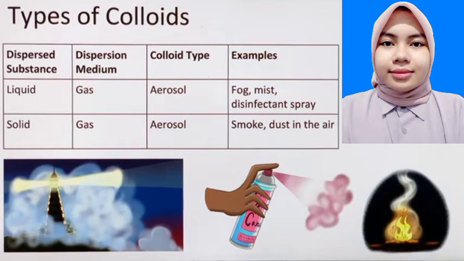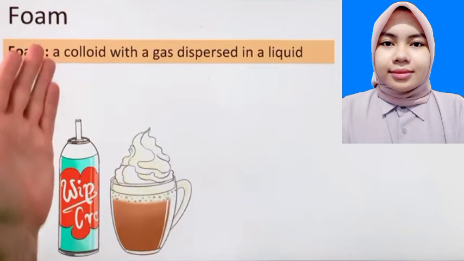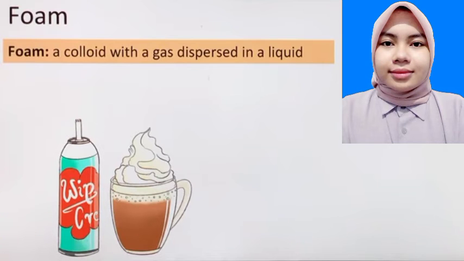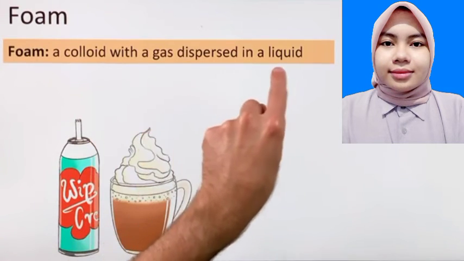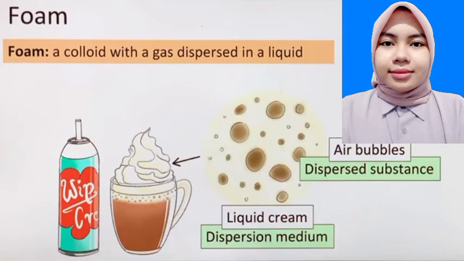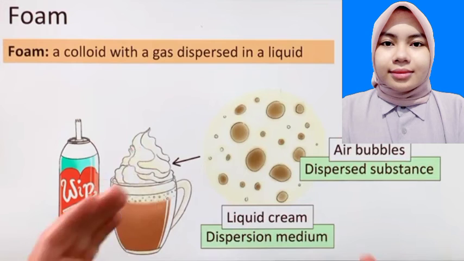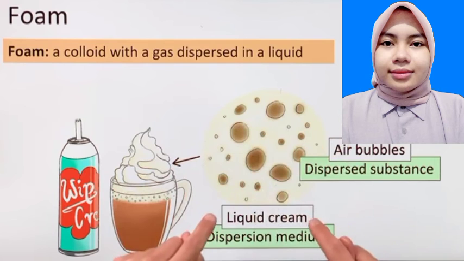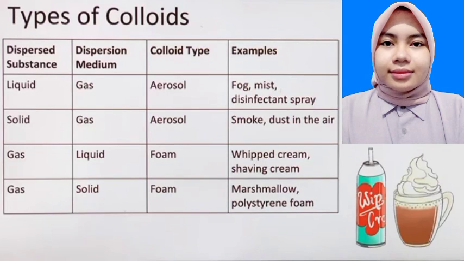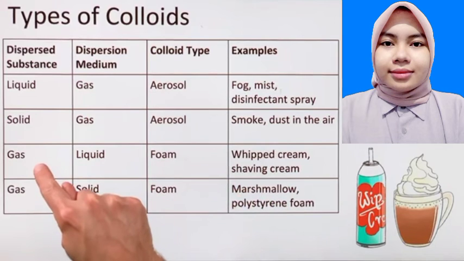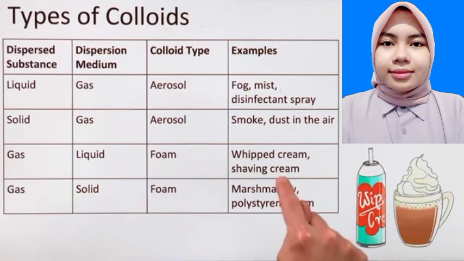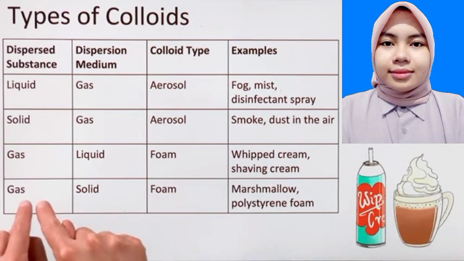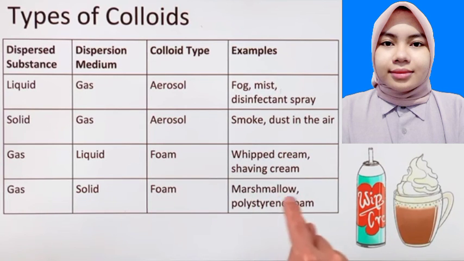We'll look at a few more types of colloid. Here is foam, a colloid where a gas is dispersed in a liquid medium. Think of whipping cream. If we look at this foam very closely, we see tiny air bubbles dispersed through liquid cream. We'll add foam to our list of colloids. Gas in liquid. Shaving cream is another example of a foam, and foam can also be made by dispersing a gas through a solid. That's how marshmallows are made.